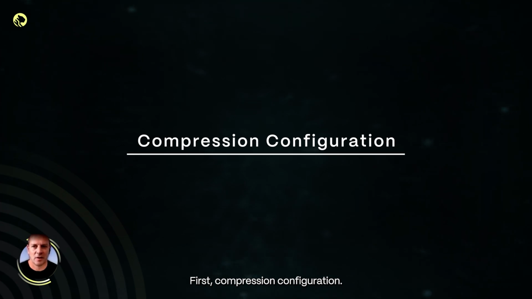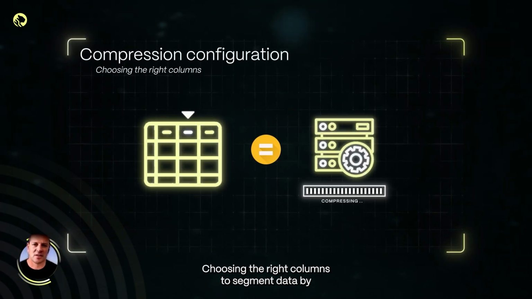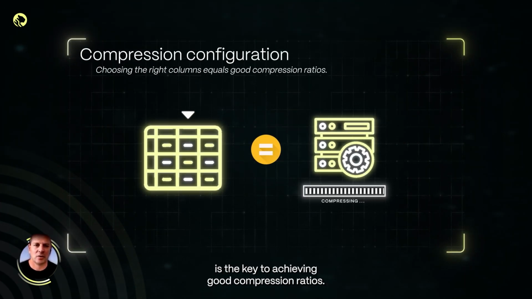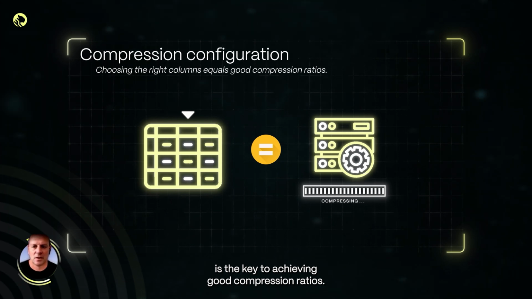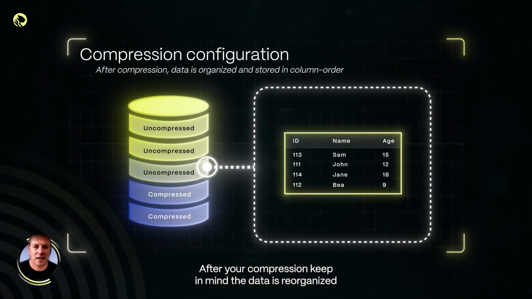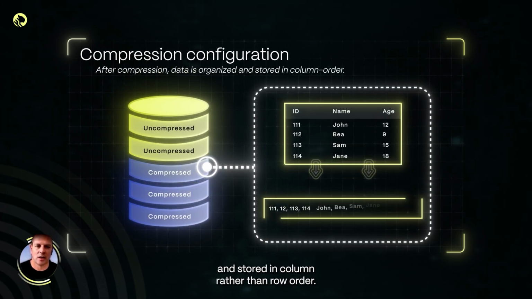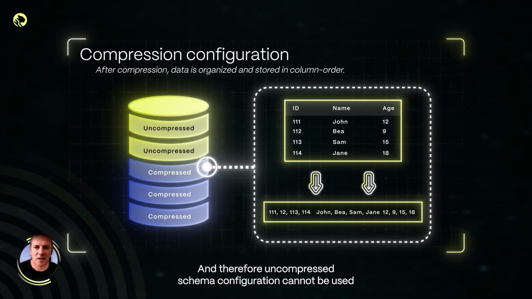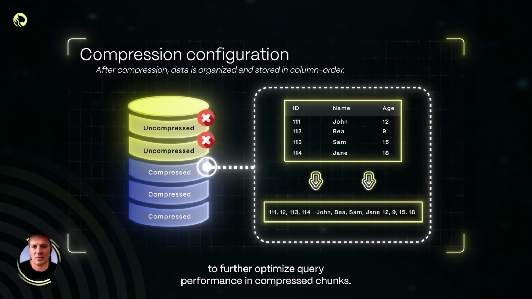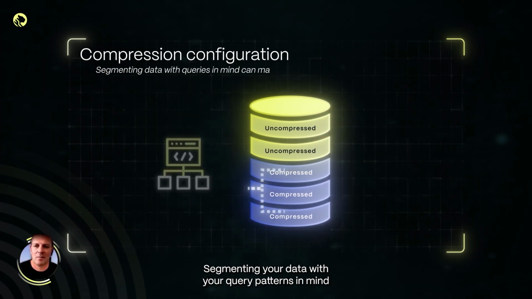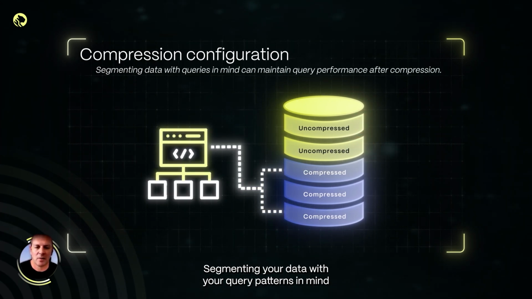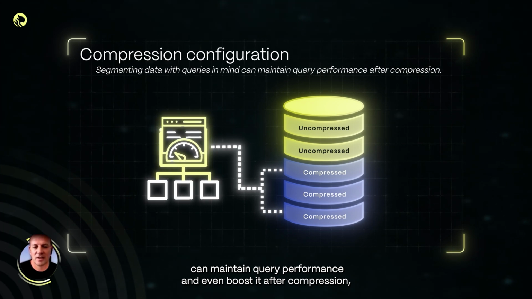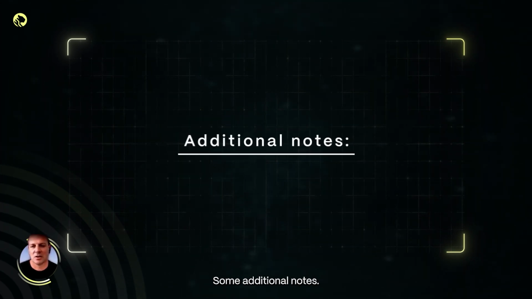First, compression configuration. Choosing the right columns to segment data by is the key to achieving good compression ratios. After your compression, keep in mind the data is reorganized and stored in column rather than row order, and therefore uncompressed schema configuration cannot be used to further optimize query performance in compressed chunks. Segmenting your data with your query patterns in mind can maintain query performance and even boost it after compression, so keep that in mind.